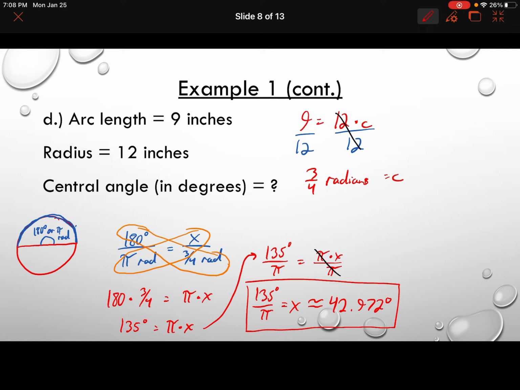So that's one way. Another way is quicker, but it requires remembering a formula, basically. So there is a formula to convert from radians to degrees, and it's the following. You take your angle, so 3/4, that's method one, and you multiply it by 180 degrees over pi.